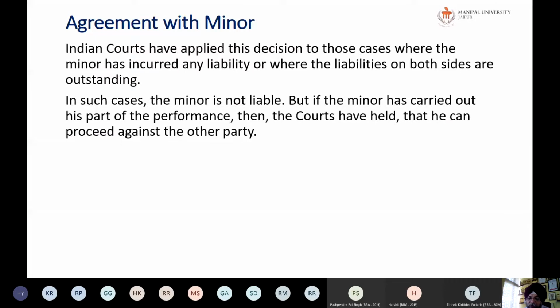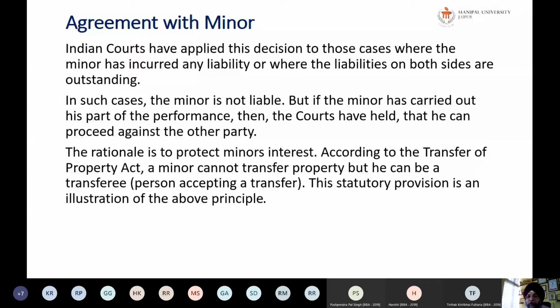For example, in such a case where there are two parties and the minor has actually executed a certain part of his contract, the court will compel the other party to execute their part of the contract. It means that ultimately the minor will get the advantage of the thing. He will get his things done either by himself or through the court.